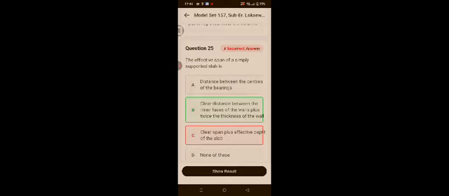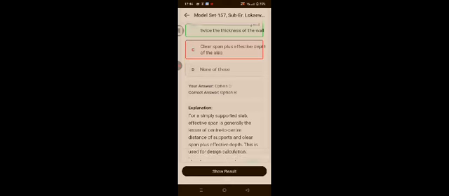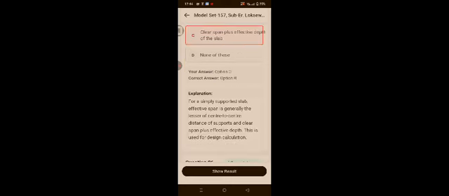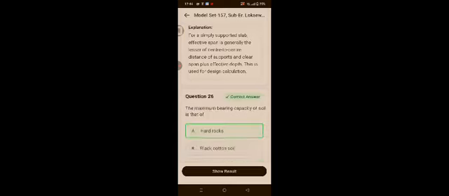The effective span of the simply supported slab is the clear distance between the inner face of the wall plus twice the thickness of the wall. For the simply supported slab, the effective span is generally lesser than the center to center distance of the supports, and clear span plus effective depth. This is used in the design calculation.